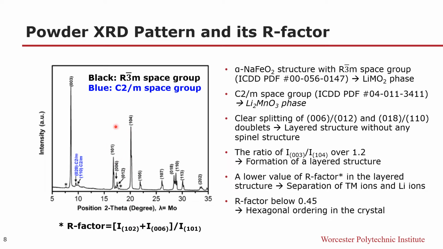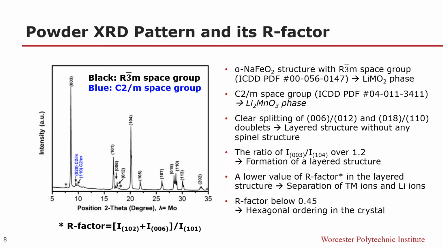First, the major peaks in the XRD pattern on the right were indexed by the R3m space group, and the two peaks marked in blue are indexed by the C2/m space group. The latter reflections indicate the presence of a second Li2MnO3 phase.